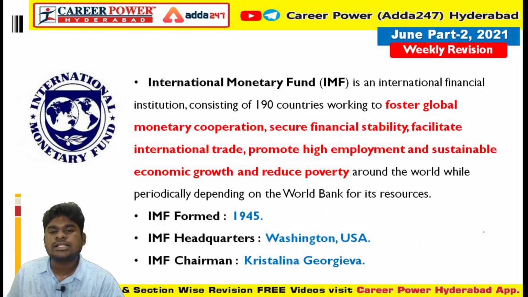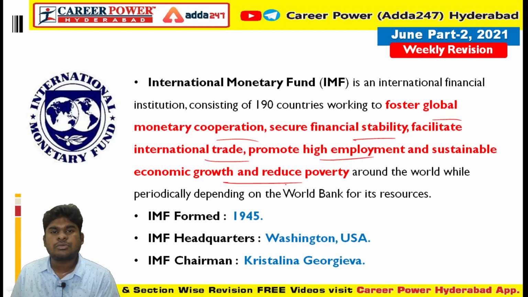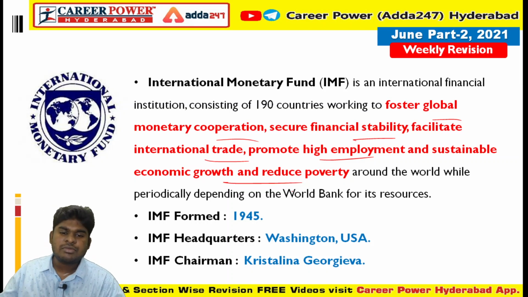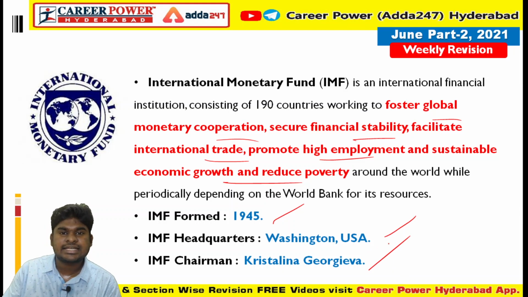So let's see some details about the IMF. The IMF is also an international financial institution which mainly works to foster global cooperation, secure financial stability, facilitate international trade, promote high employment and sustainable economic growth, and reduce poverty. The IMF was formed in 1949, headquartered in Washington, and the present chairman is Kristalina Georgieva. So these are a few details about the IMF.